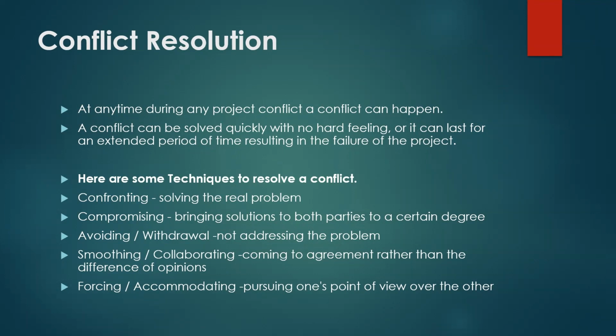And then you have forcing slash accommodating. That's when one person's point of view is overshadowing someone else's. I don't want to say it's bullying, but in a way it's kind of like, I'm more alpha than you, so therefore you're going to listen to what I say, and then the other person kind of backs down because they may be more passive. But that's how conflict resolution works as far as some of the techniques. Does anybody have any questions or feedback about conflict resolution?